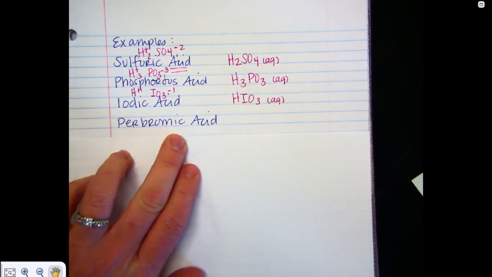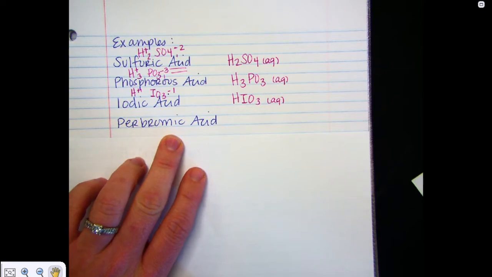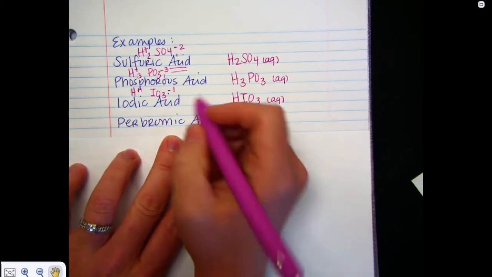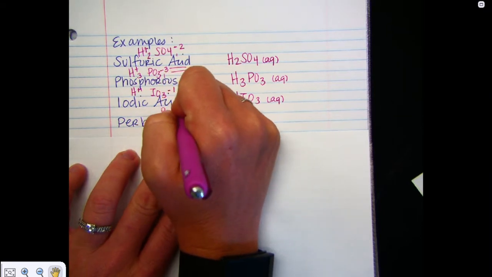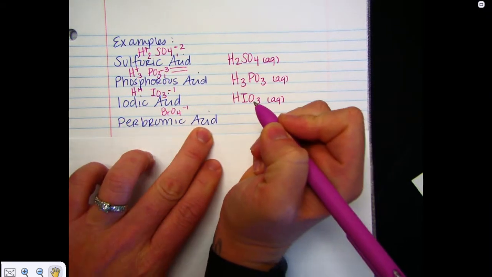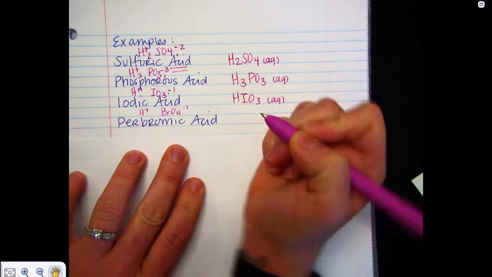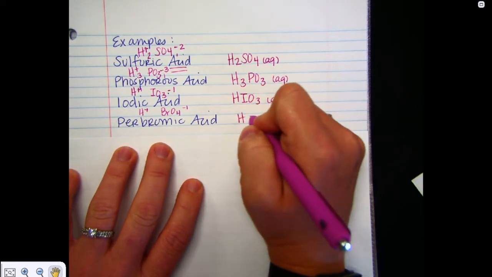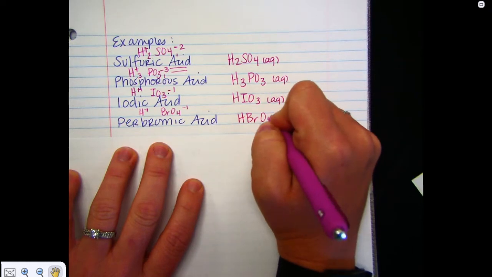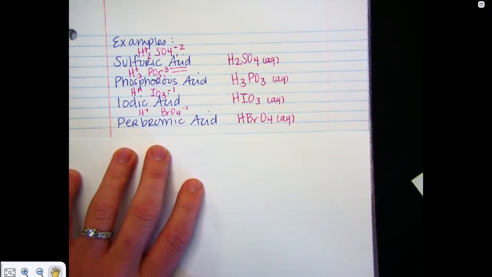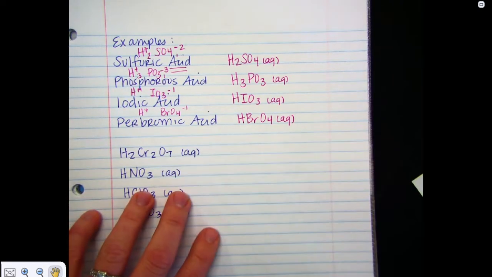Remember, perbromic, ic goes back to ate. So this is perbromate. Perbromate is BrO4 minus 1. The acid tells me I've got an H plus. Plus 1 minus 1, I don't have anything on my drop and swap. HBrO4 AQ. Okay. Let's go the other way now.